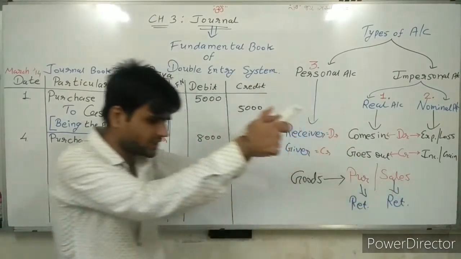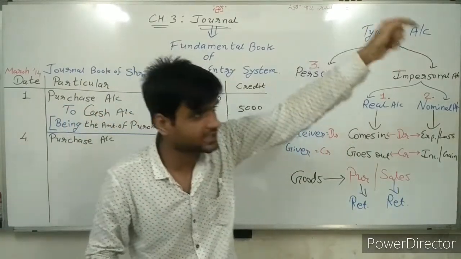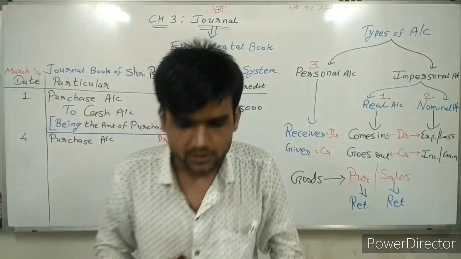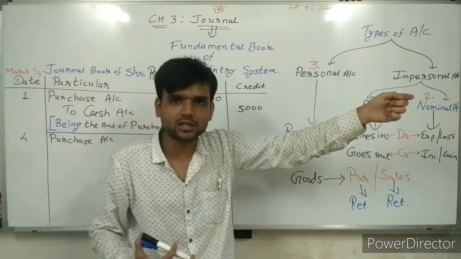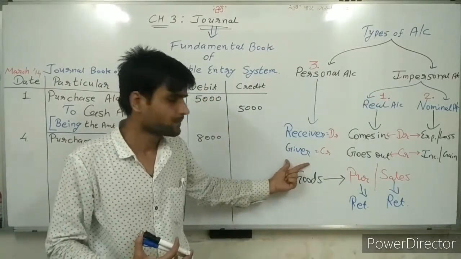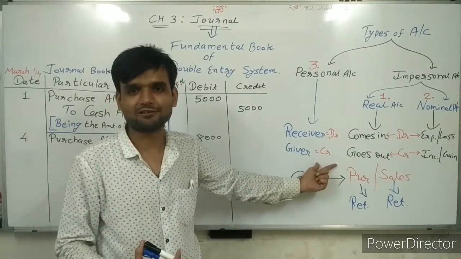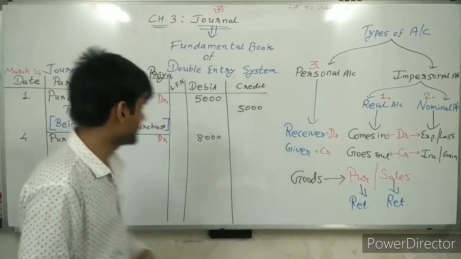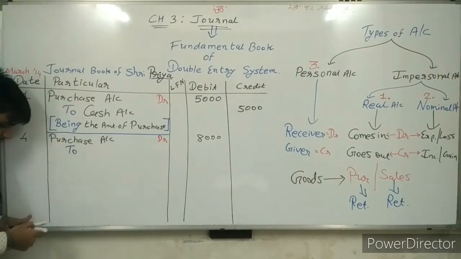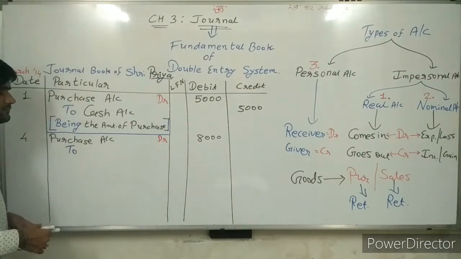Sir, simple. I am purchasing goods and the other party is giving me goods. And the name of the party given is Nandan. Nandan is giving goods. So he is giver. Giver means credit. Giver means credit. So I am writing here To, Nandan account.